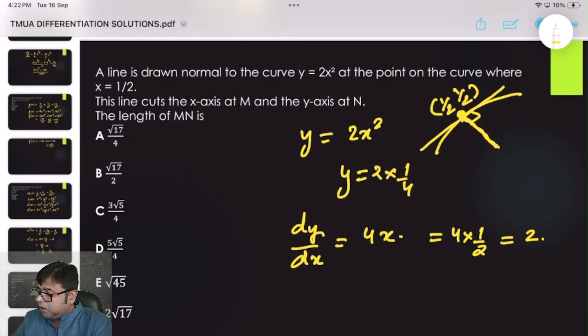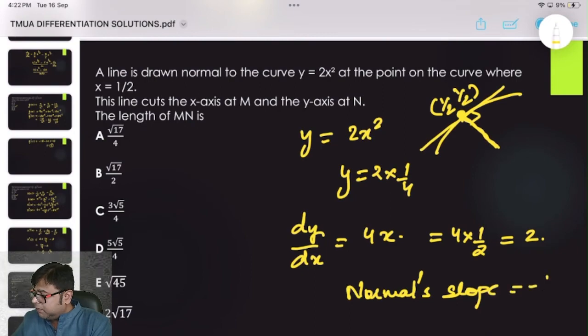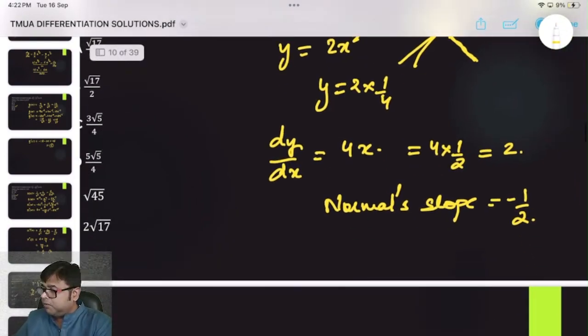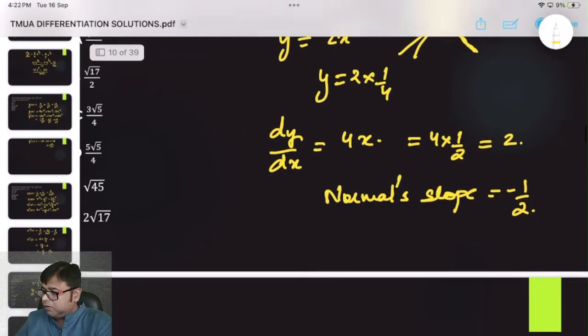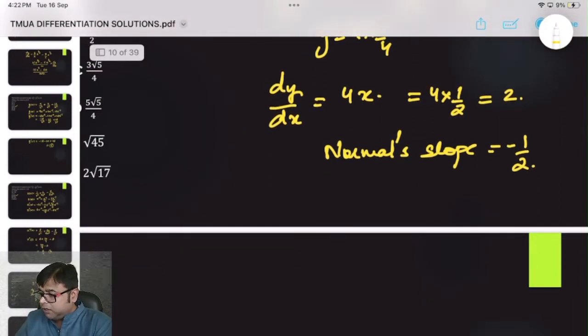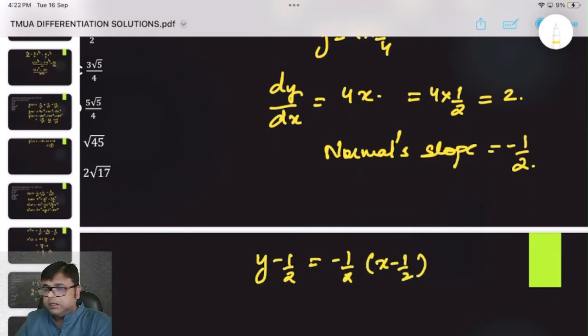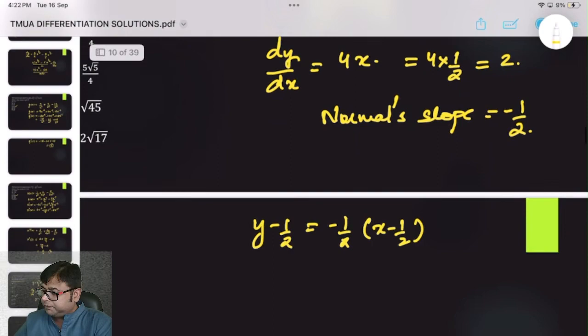So the slope of the normal will be minus half. As we know, if two lines are perpendicular, then the product of their slopes is minus 1. So using that, I can find the slope of the normal. So once I find the slope of the normal, now I can find the equation of the normal, which is y minus half is equal to minus half into x minus half. This is the equation of the normal.